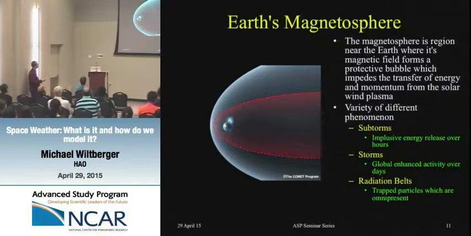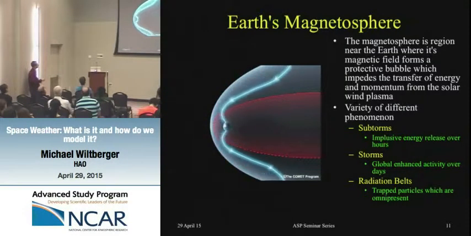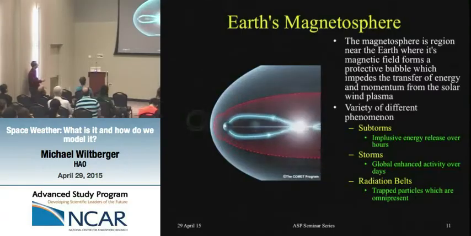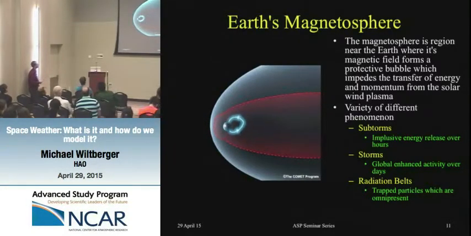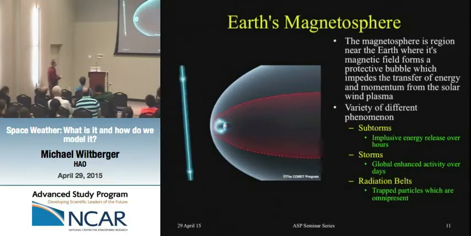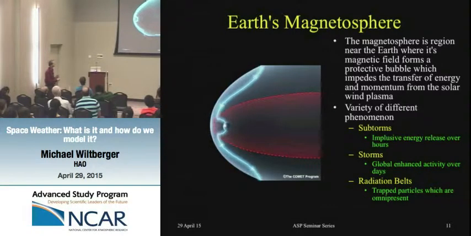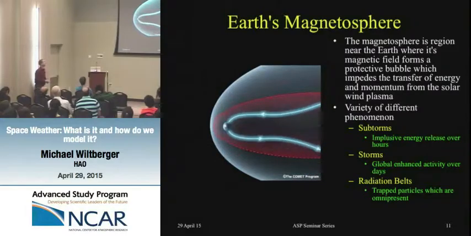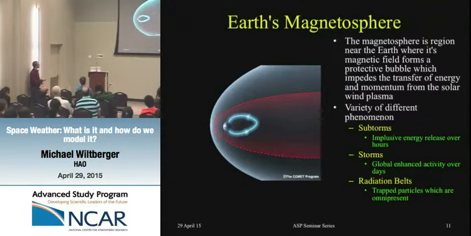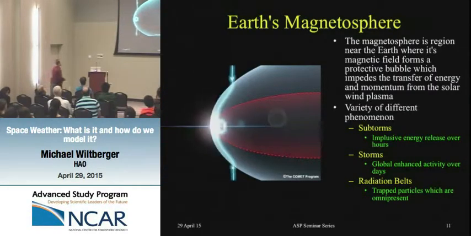This red dashed line that you see here is what we call the magnetopause, and that's essentially the boundary where the Earth's magnetic field is dominant inside of this, and the solar wind is more dominant on the outside. What you're seeing here in this convection is happening on the order of an hour to a couple of hours timescale, and this energy input, a bit of storage, and then reconnection and release process is something that we call a substorm.